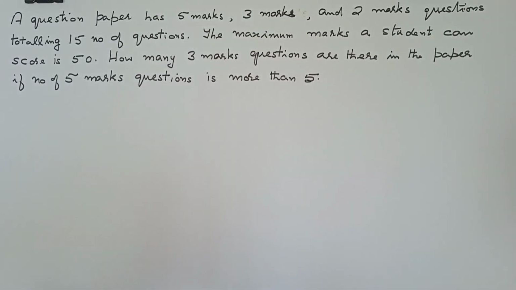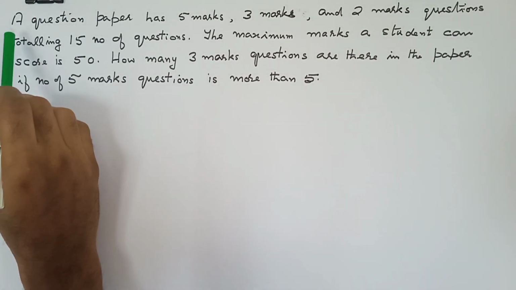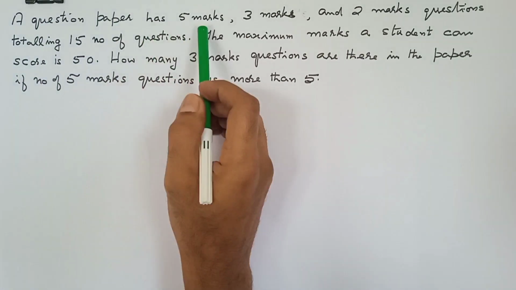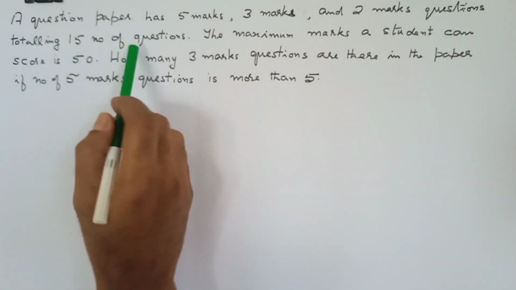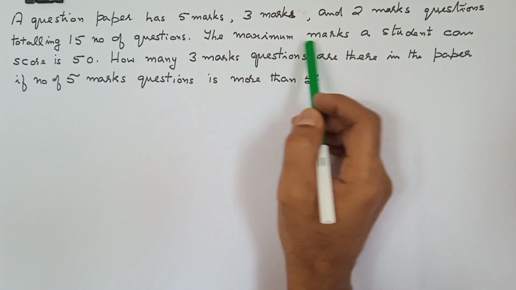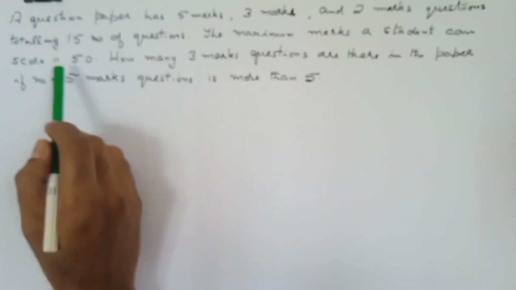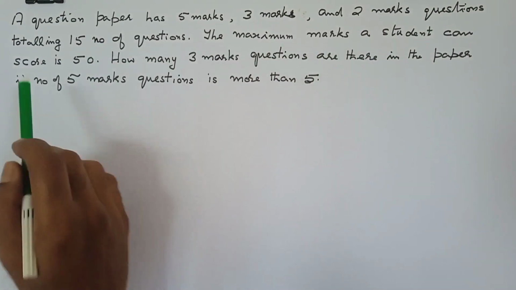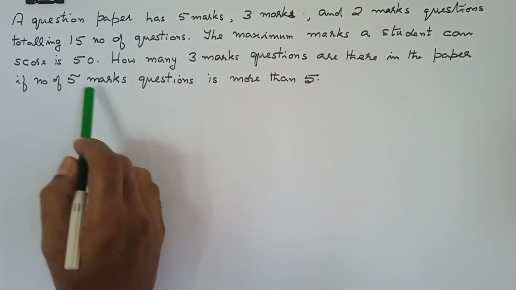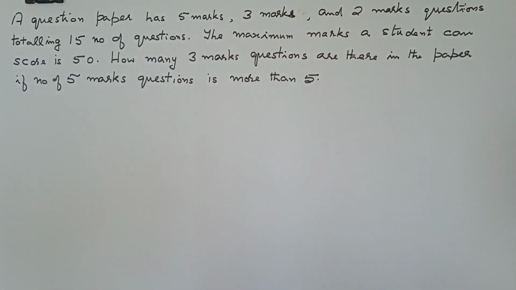Let's go. Here is a question from Simple Equations. The question is this. A question paper has 5 marks, 3 marks and 2 marks questions totaling 50 number of questions. The maximum marks a student can score is 50. How many 3 marks questions are there in the paper if number of 5 marks questions is more than 5?